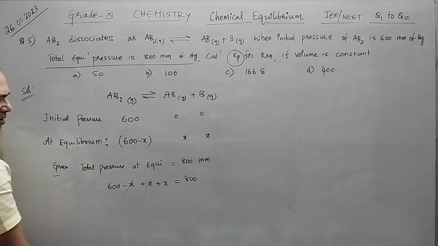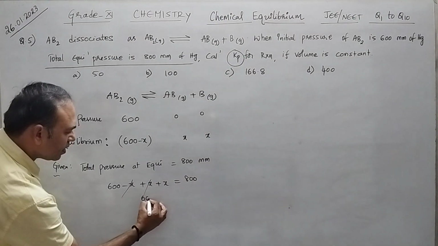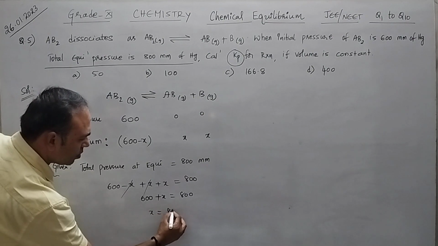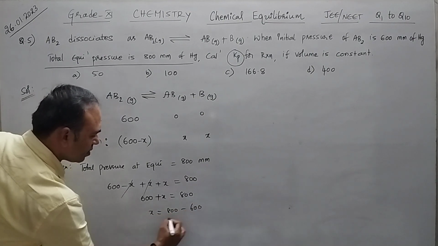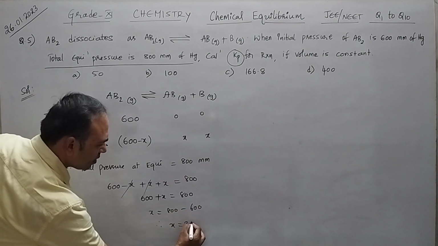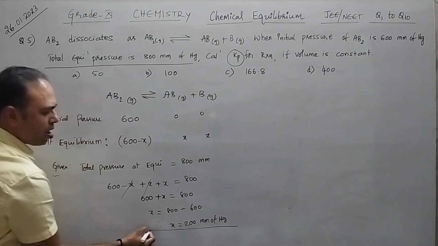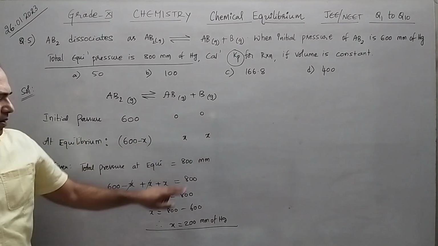So minus X and plus X you can cancel. So 600 plus X is 800. Therefore X is equal to 800 minus 600. We can write it as X is 200 mm of mercury. So we got the value of X here.